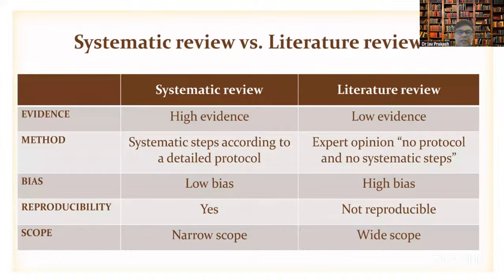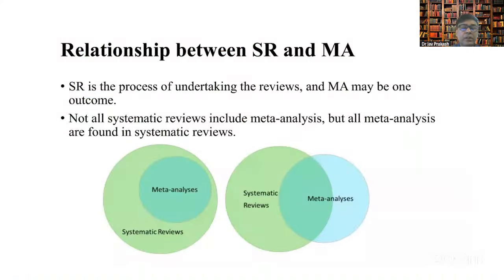Once we make a protocol, and if you publish the protocol or register it in PROSPERO, it comes into the public domain. You can't deviate from that, which means the chances of bias will be low. So you have to proceed with that registered protocol. If you look at the transparency and reproducibility, you will feel this is quite good. Now, what is the relationship between systematic review and meta-analysis?